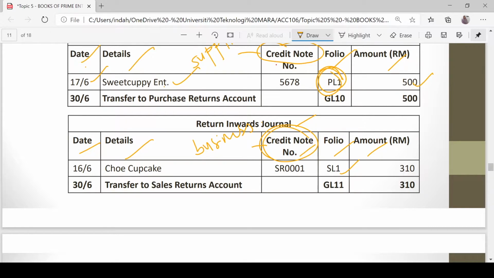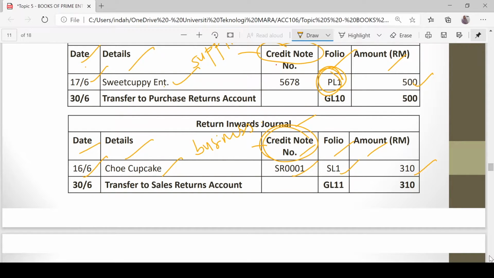Koi Cupcake, we have assigned code account SL1. So whenever there is another transaction affecting Koi Cupcake, it is going to affect the same ledger, SL1. So 16th of June, Koi Cupcake. This is the number from the credit note, from the source document, and the amount is 310.